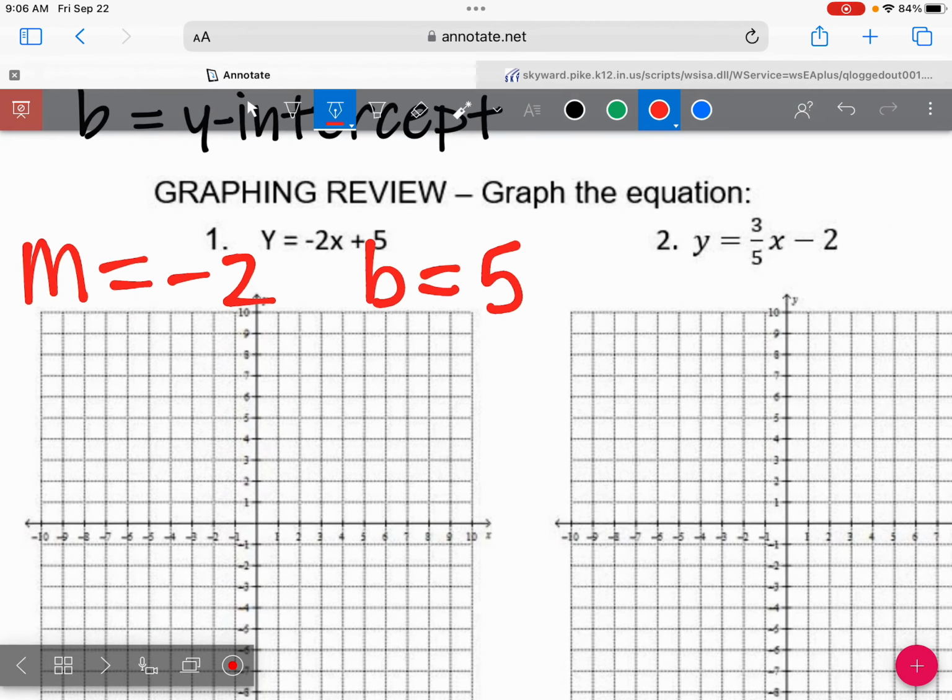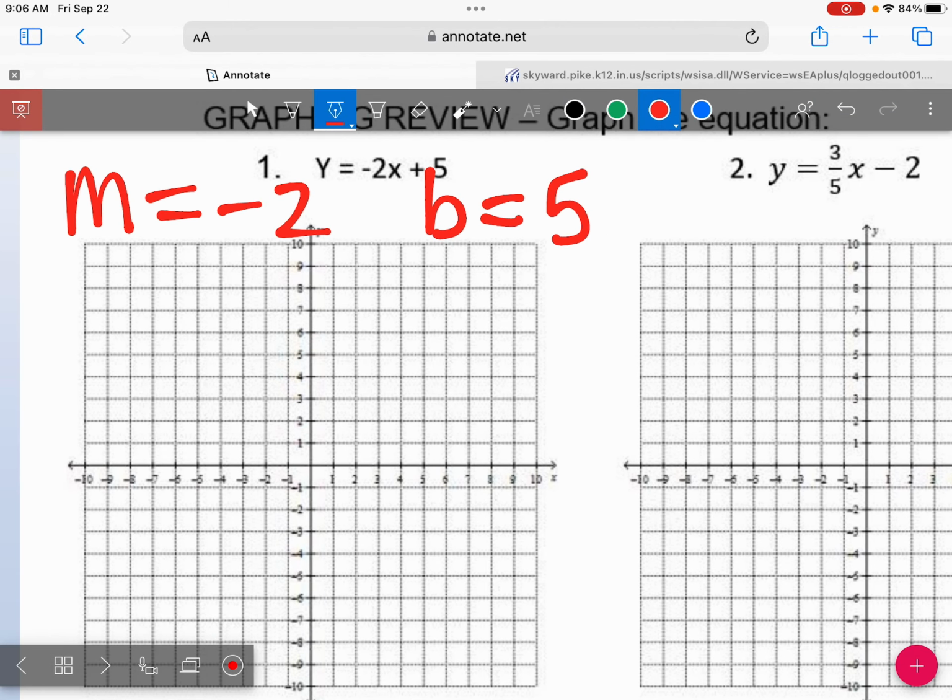So you're going to start by putting a point. Put a point at 5 on the y-axis. So put your point right here. And that slope, m, tells you how to move. Okay? We're going to write our slope as a fraction. So write that negative 2 over 1. You always want your slope to be a fraction. Because it's negative, we're going to go down 2. And because it's over 1, we're going to move to the right 1.